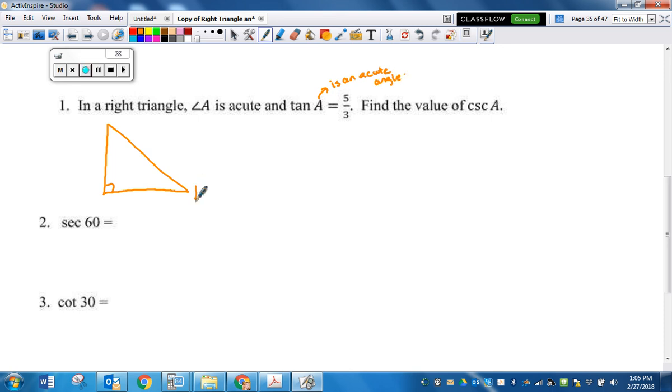So angle A, let's say I put it here. Because I know tan is equal to opposite over adjacent, and we're going off of angle A, the opposite side would have to be 5 and the adjacent side would have to be 3. So I can get all of that from this information to draw my picture. Now, what do I want to find? I want to find cosecant of A.